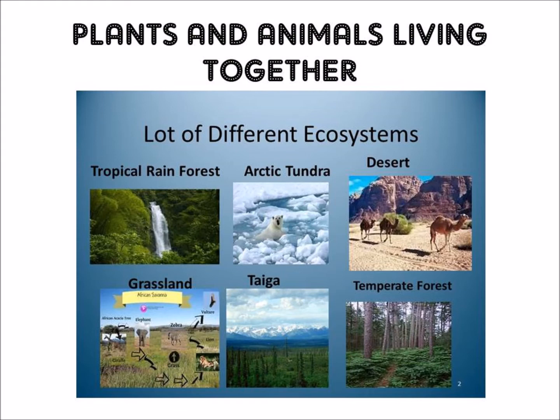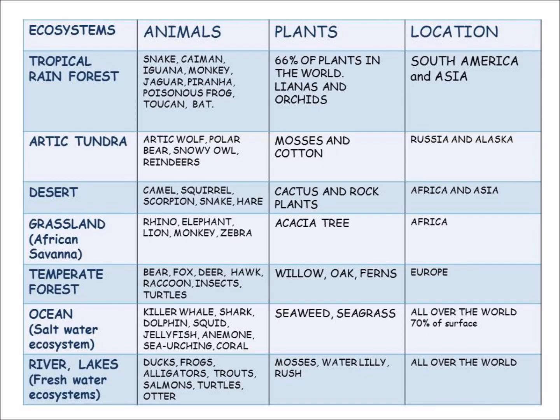Now we are going to study different types of ecosystems. For example, the tropical rainforest, the Arctic tundra, the taiga, the desert, the grassland, or the temperate forest. Here we have the characteristics that are going to be explained afterwards. Now you can press pause and study these ecosystems.